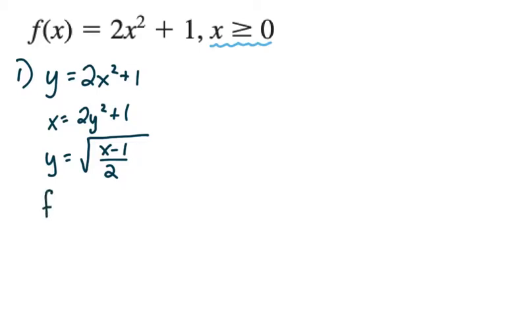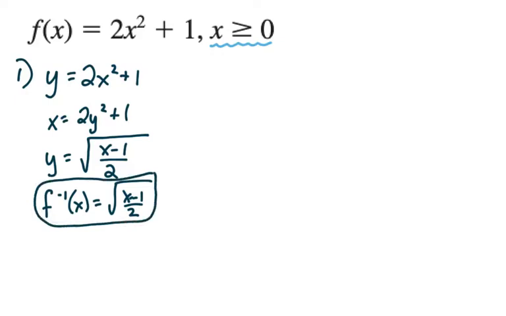Last step, just a little bit of housecleaning. If the original was f, then you can rewrite this as f inverse. And this first part is done. There you go. There's your inverse. How'd you do? Number two, let's prove that they are inverses. So we need to show f of f inverse equals x and the other way around.